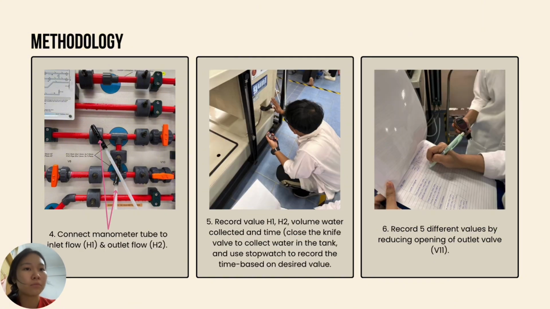Then connect the manometer tube to the inlet flow, which is H1, and the outlet flow, H2. Fifth, record the values of H1, H2, volume of water collected, and time. So close the knife valve to collect water in the tank and use the stopwatch to record the time based on the desired value. Then record 5 different values by reducing the opening of the outlet valve, which is V11.